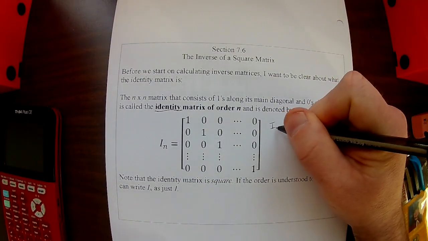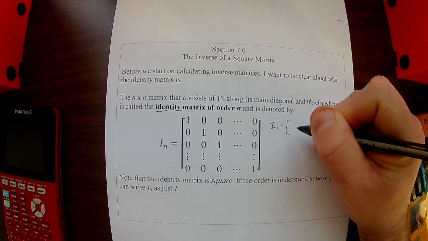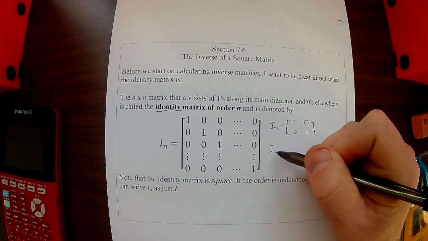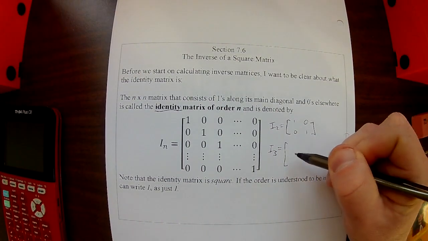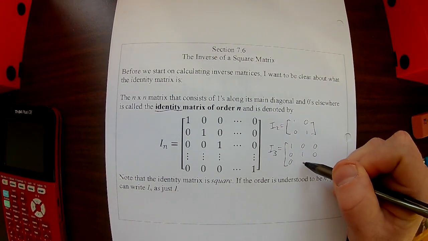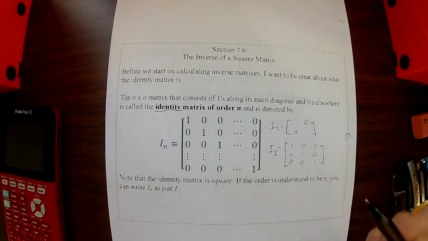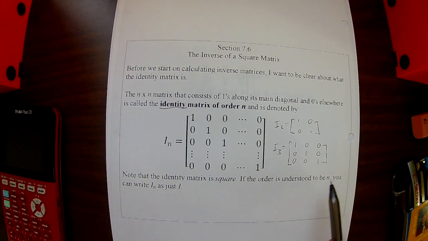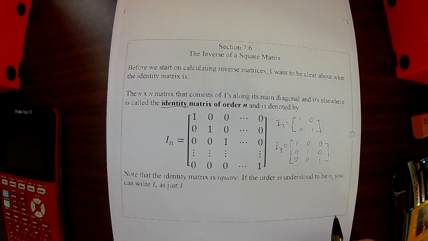So you can actually have I2 is equal to 1, 0, 0, 1. I3 is equal to 1, 0, 0, 0, 1, 0, 0, 0, 1. A couple other things here. Note that the identity matrix is square. If the order is understood to be n, you can just write I sub n as I. Pause the video if you need to write this down, because I'm going to proceed and show you what the identity matrix actually does.